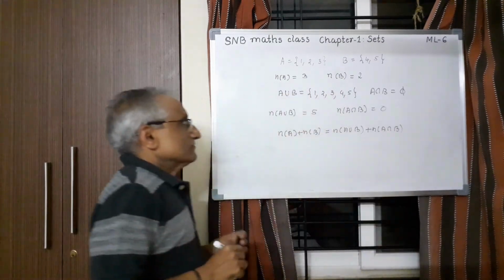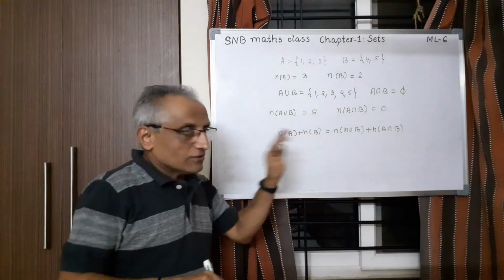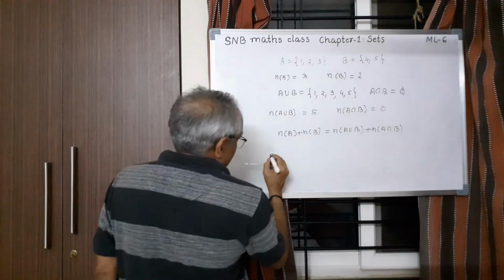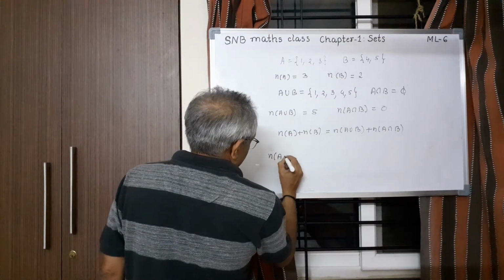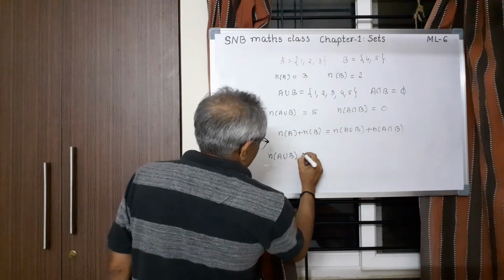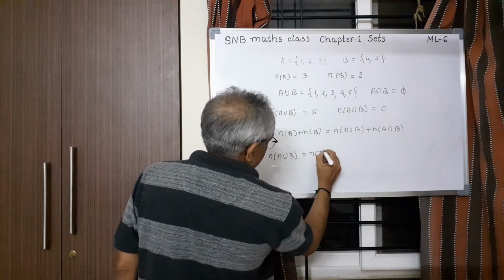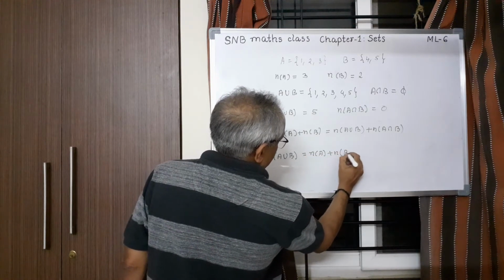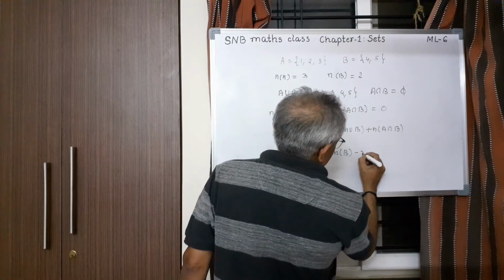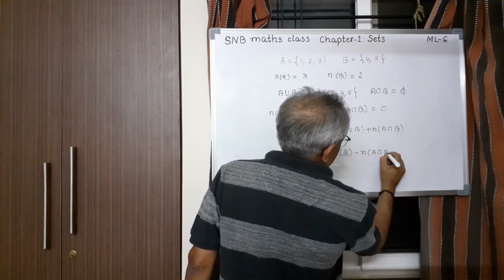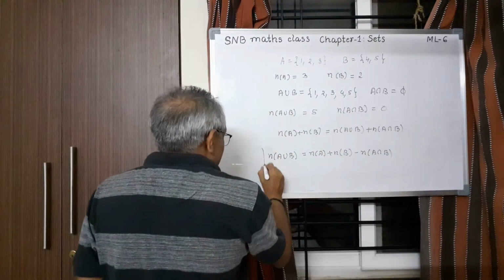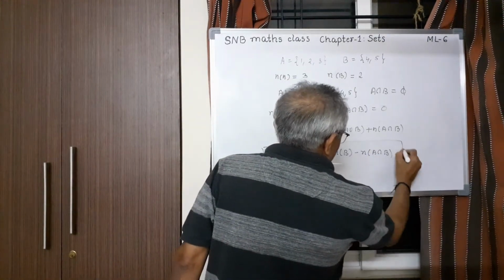But in the formula what we do is, same formula only, but we take it like this. Number of A union B equals number of A plus number of B minus number of A intersection B. This we take as a formula to solve problems.